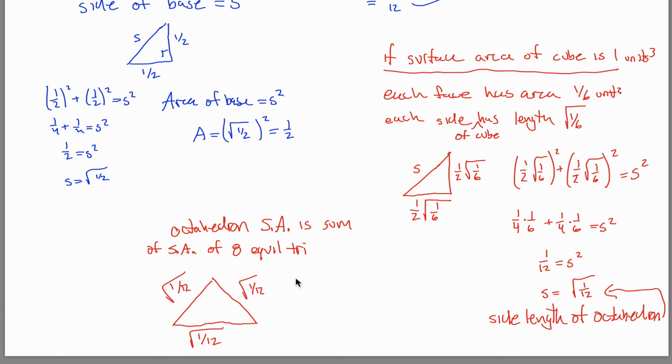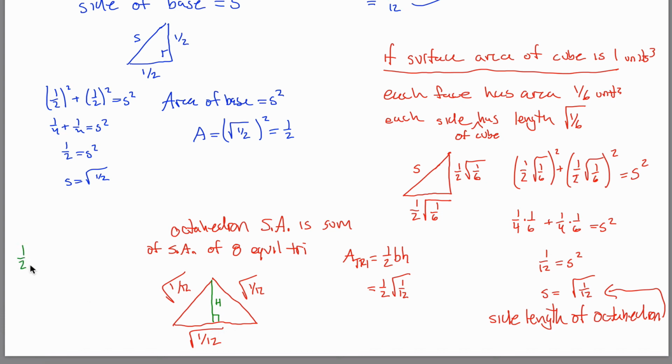So the area of a triangle is 1/2 the base times the height. So 1/2 times the base in this case is the square root of 1/12. And the height, well, I'll have to figure that out. There's the height right there. I got a right triangle. So I can use Pythagorean Theorem.